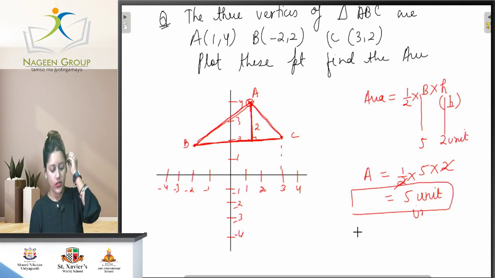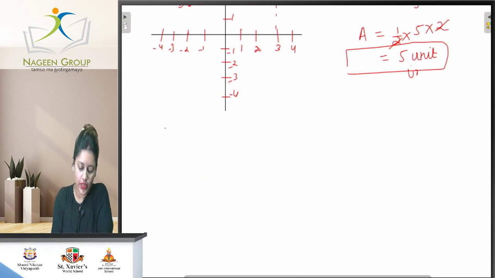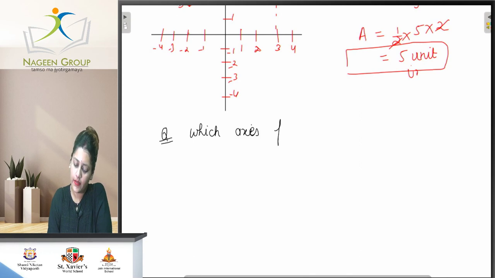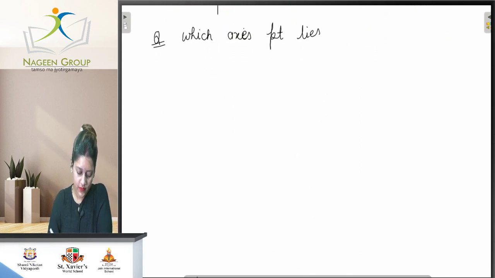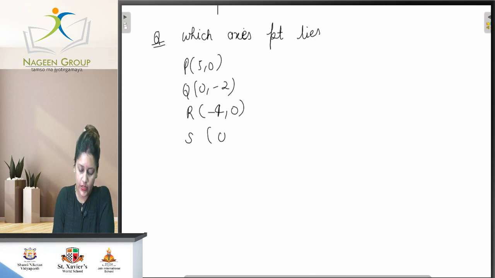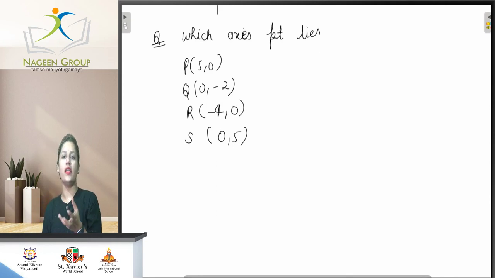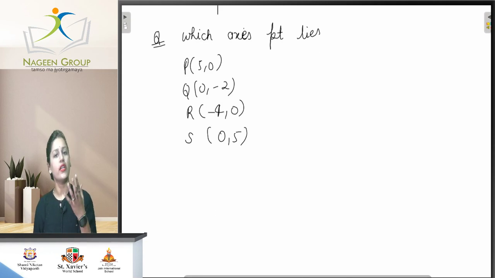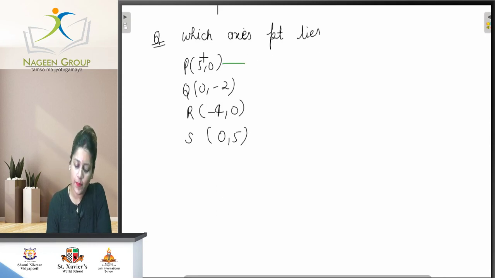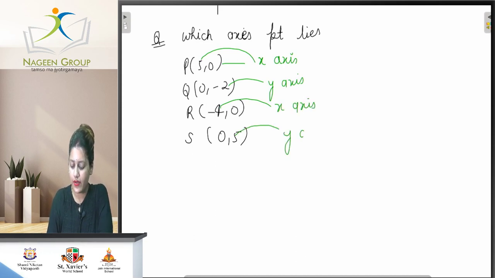Understand? Now, this is an easiest question you have to do by yourself only. The question is: on which axis do the points lie? Points are P (5, 0), Q (0, -2), R (-4, 0) and S (0, 5). You only have to easily tell on which axis these points lie. So on which axis the point lies, except 0, any number that is except 0, that only the axis depends. So here in the place of x, what is written? It is 5. So it lies on the x axis. It lies on the y axis. It lies on the x axis and it lies on the y axis.